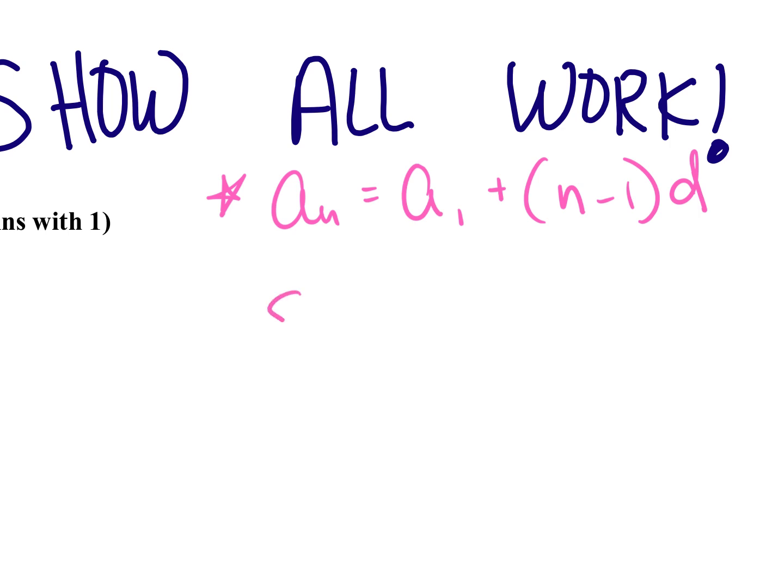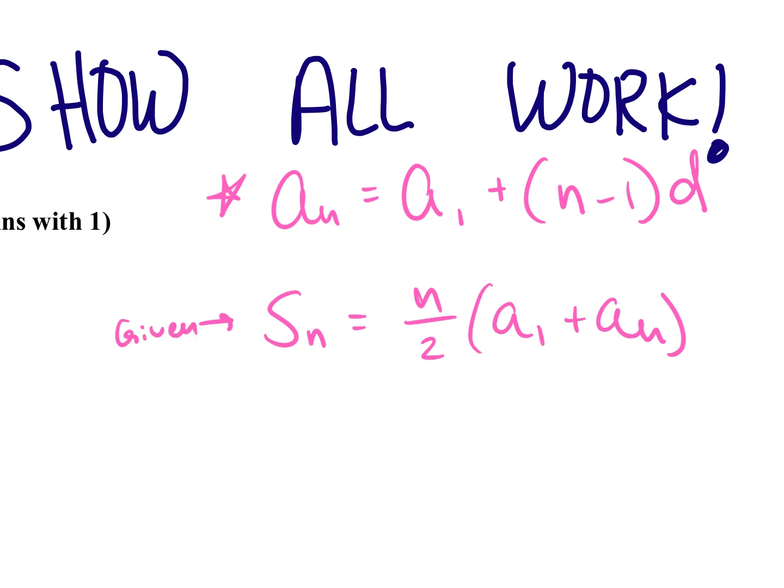The other one, the sum formula, is s sub n is equal to n over 2 times a sub 1 plus a sub n. This one's going to be given to you. But you have to make sure you know the first one. It's not going to be given.